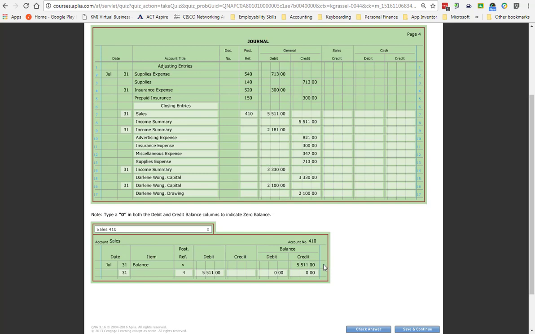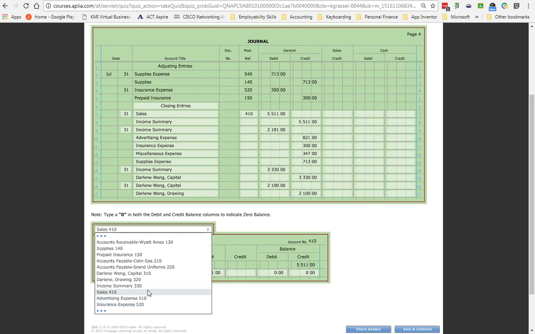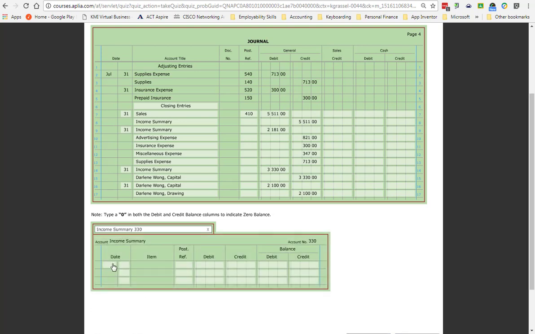Once you have done that to sales, you can go ahead and open up your account for income summary. I'm going to put the month in there of July. Date is the 31st. Post reference is 4. And I'm going to credit $5,511. It previously had a 0 balance, so I'm going to put $5,511 in my credit amount column. The last step that I do is put in $330 back up on top to say, hey, I posted this amount to that account, income summary.